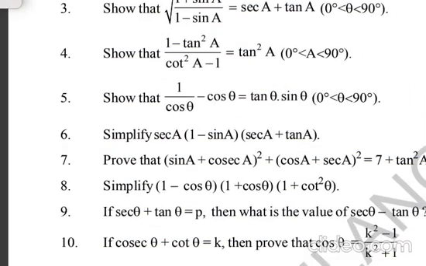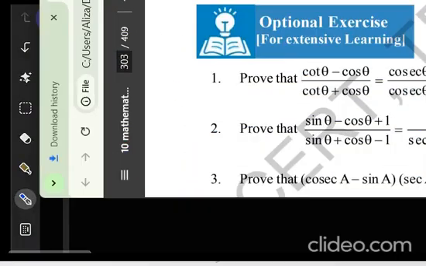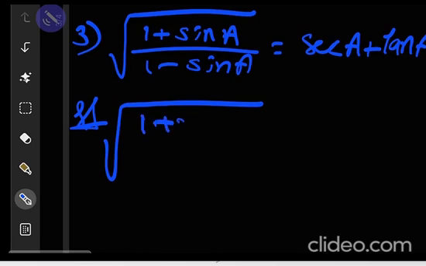Next one, question number 3. So what is question number 3? Show that under root (1 plus sine A) divided by (1 minus sine A) is equal to secant A plus tan A. So now rationalize the given LHS, rationalize the denominator, else we can get 1 plus sine A divided by 1 minus sine A.